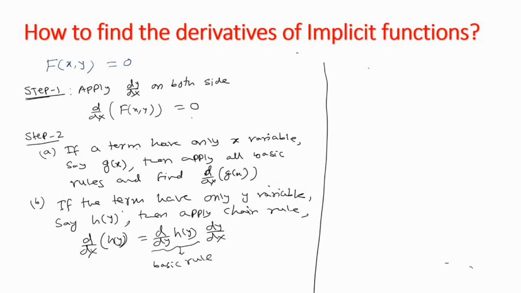And if you have the mixed part, when some function is mixed up with x and y, then you have to apply the rules to separate them, like addition, subtraction, multiplication, and apply these two categories as described in step 2, and you will get the derivative. Let's take one simple example here.